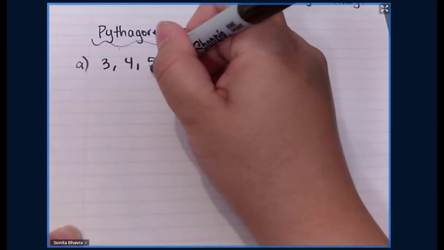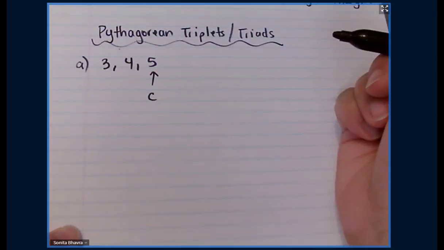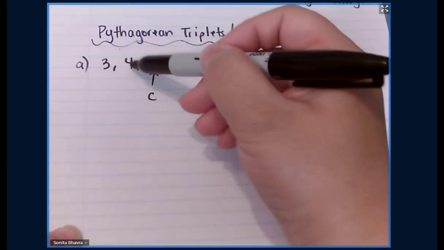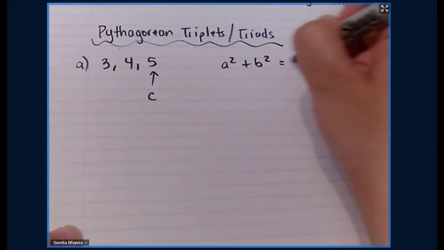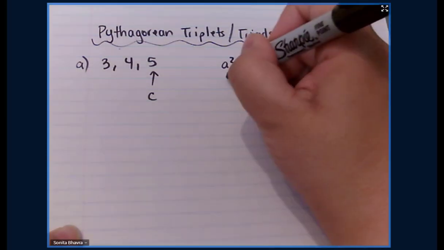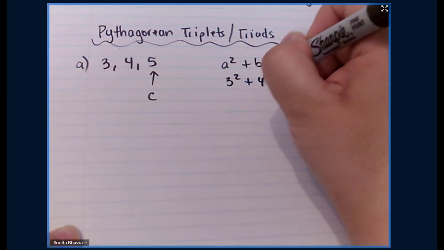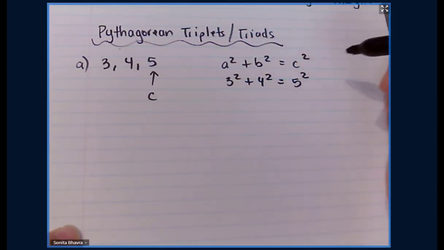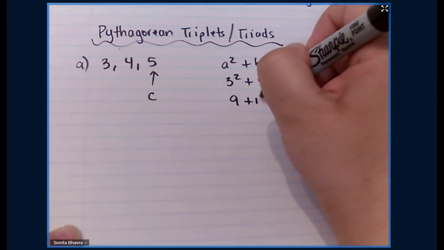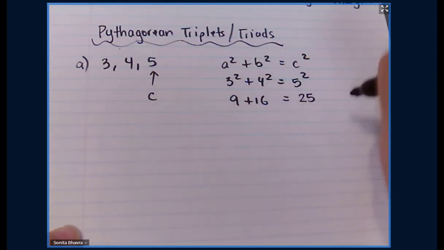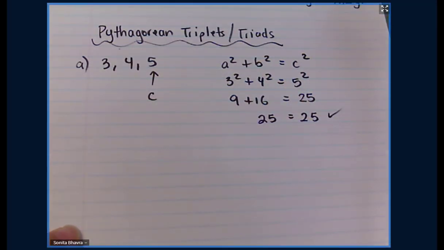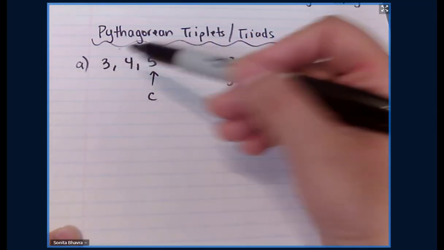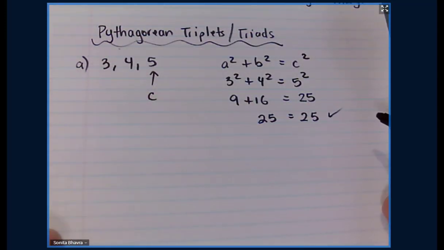All right, so this largest number is represented by C for hypotenuse, and then A and B for the other two. So A squared plus B squared has to equal C squared. So 3 squared plus 4 squared has to equal 5 squared. So 9 plus 16 has to equal 25, and that is true. All right, so therefore 3, 4, and 5 is a Pythagorean triplet or a Pythagorean triad.